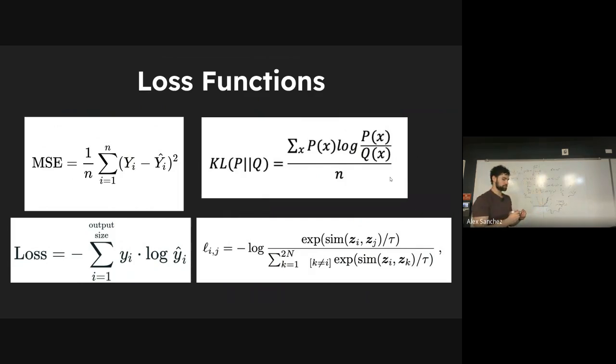How do we do that? How do we measure that? Everything has its own loss function. In this case, we would measure with some kind of cross entropy loss.